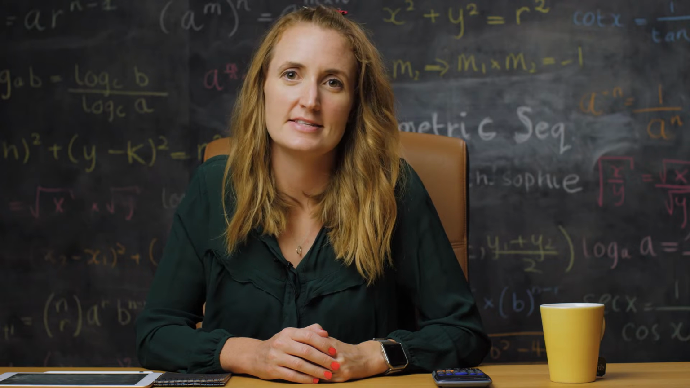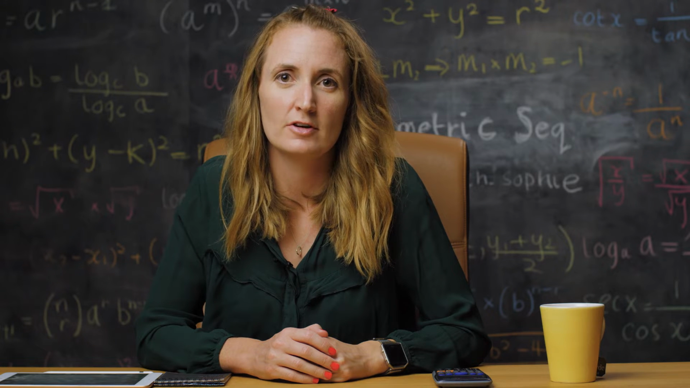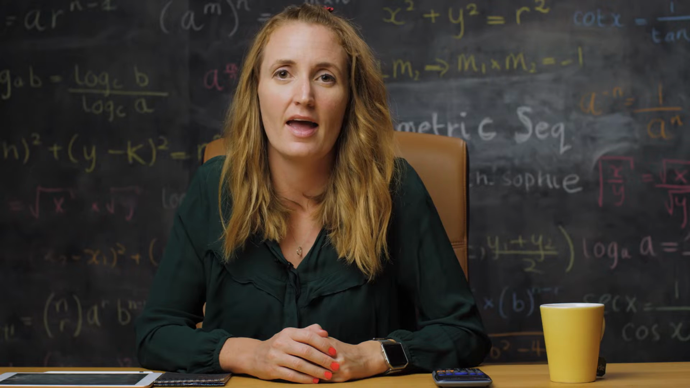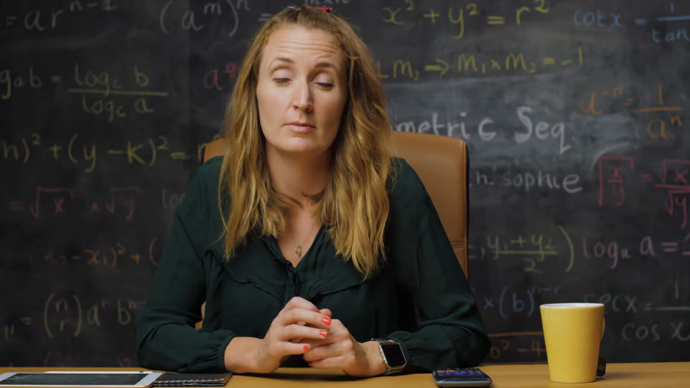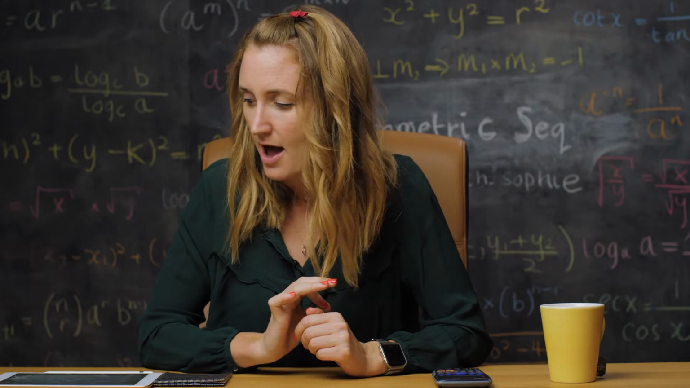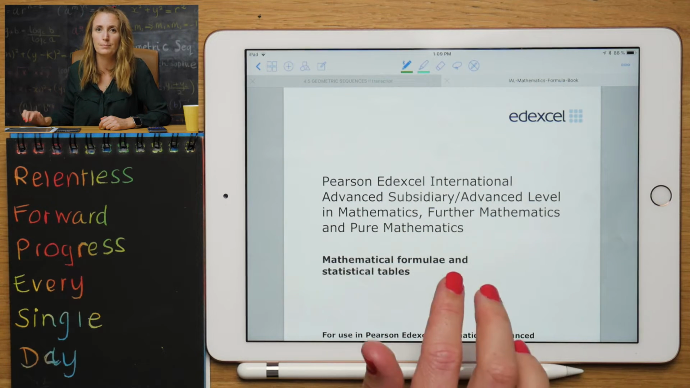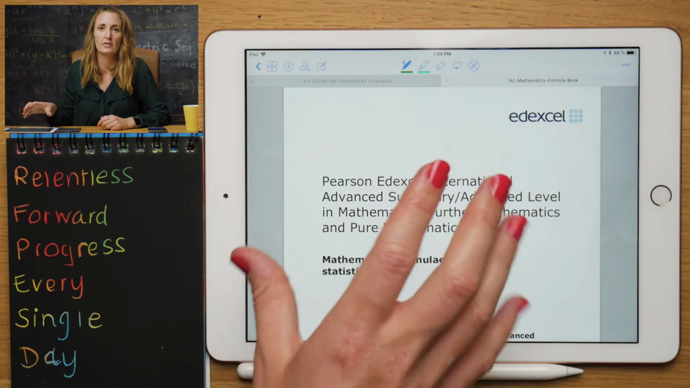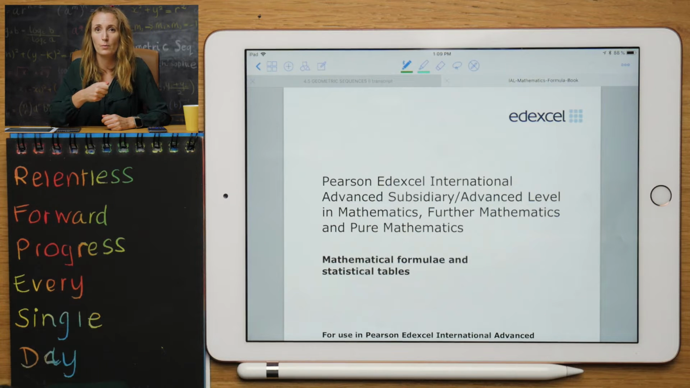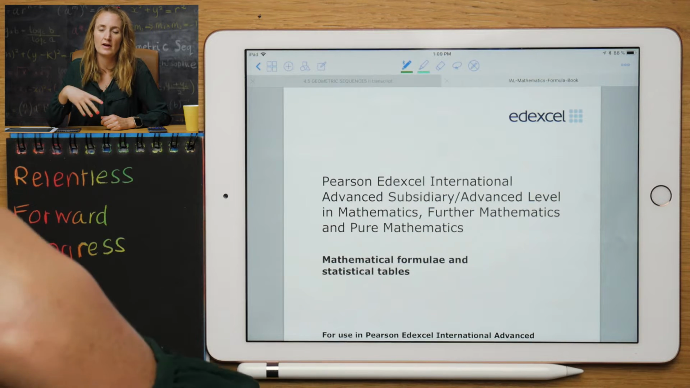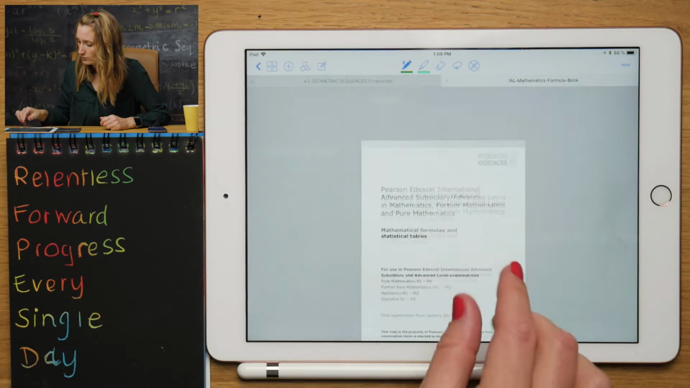Welcome to the second key skill. Now we know what a geometric sequence is and we can identify A and R. We're ready to move on to something a little bit more complicated. I've taken out Edexcel's International A-Level exam booklet. This booklet is the booklet that you're allowed to bring into the exam with you, and I'm going to show you where you can find the formulas that are useful to this topic.